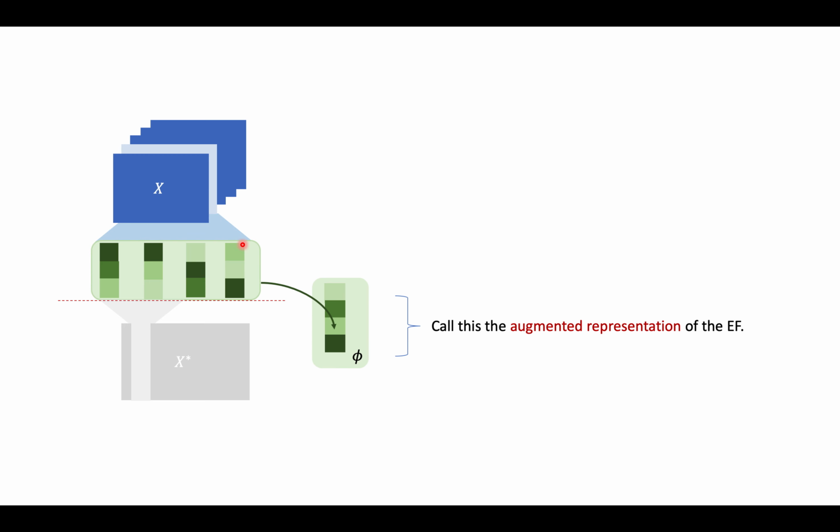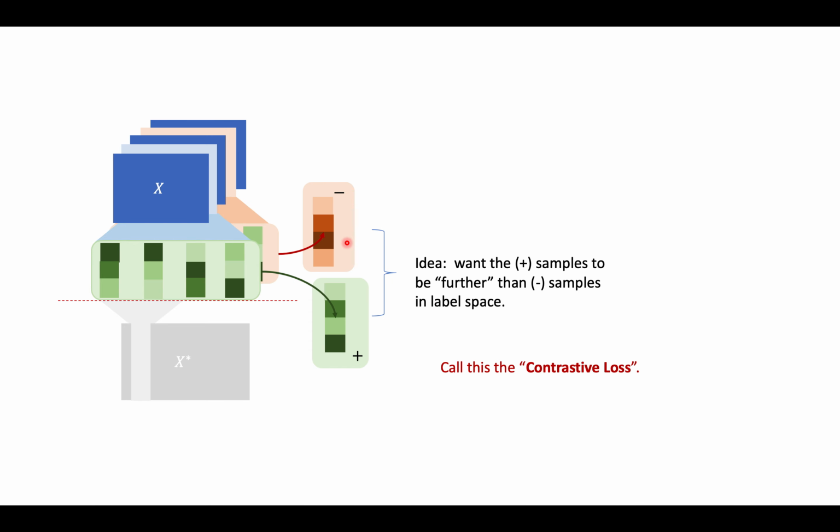We simply sum over the distribution over the PI words to obtain this augmented representation of the example features that contains the PI information. And we can further train this matching function by maximizing the distance between positive and negative samples in this joint feature space.